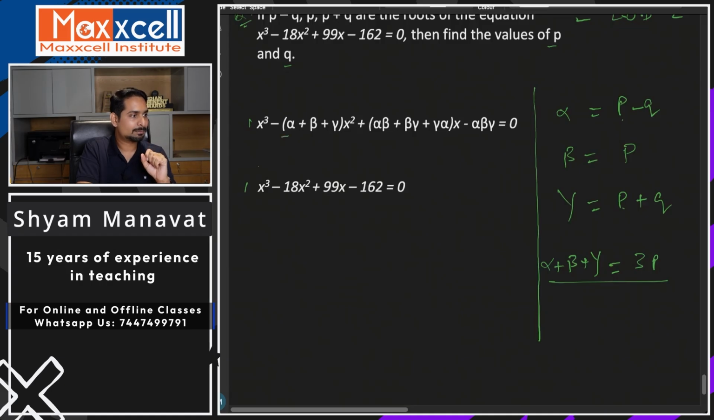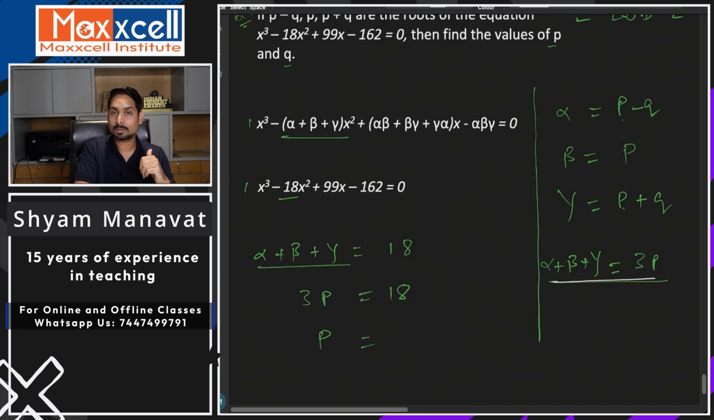So here I have the sum of roots, which is the coefficient of x square. Here the coefficient of x square is minus 18 and this is also minus, so both signs are the same. So I can get rid of the negative sign and say alpha plus beta plus gamma, as per the given question, should be 18. Now here I got alpha plus beta plus gamma is 3p. So I can say 3p equals 18. So p equal to what? P equal to 6. Correct. P equals 6. Okay.